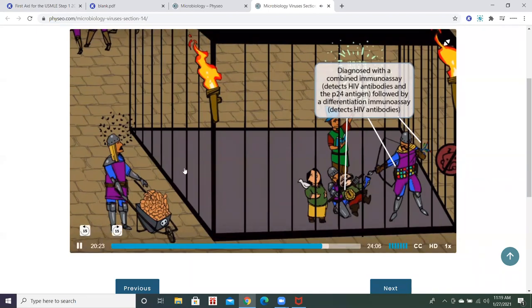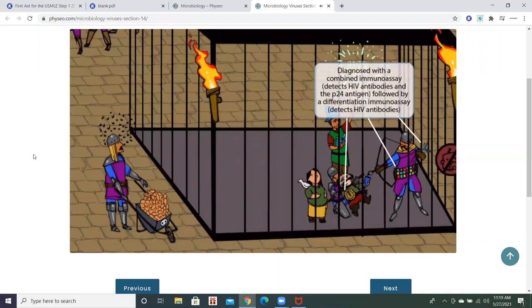The antibody-looking arrow should make you think of HIV antibodies. Next, notice that he has a belt made of gems, which should make you think of antigens. Finally, he's pointing his arrow right at the dwarf that's holding the sundial, which is our symbol for the P24 antigen. So putting all these ideas together should help you remember that HIV is diagnosed with a combined immunoassay that detects HIV antibodies and the P24 antigen.